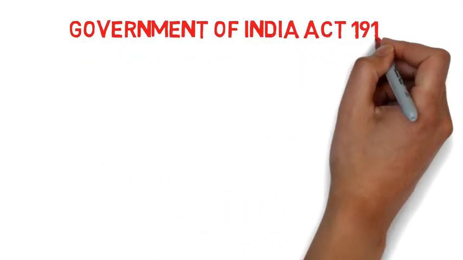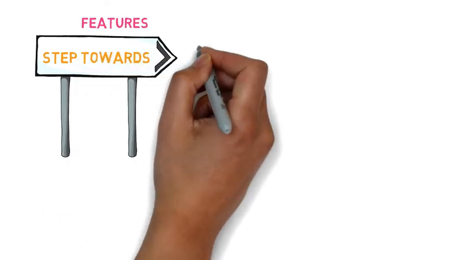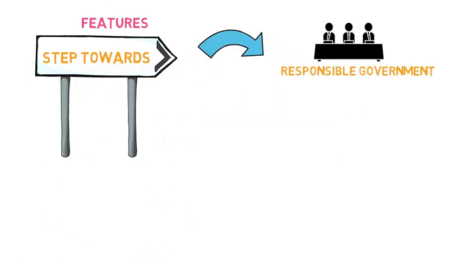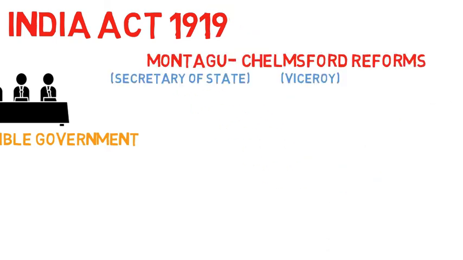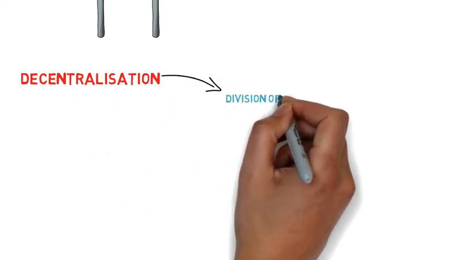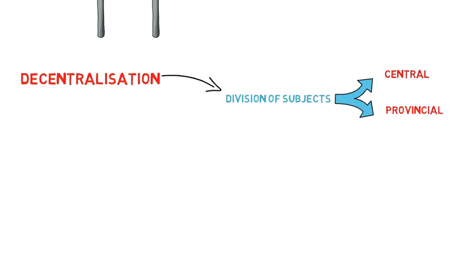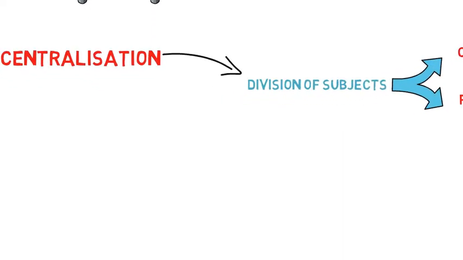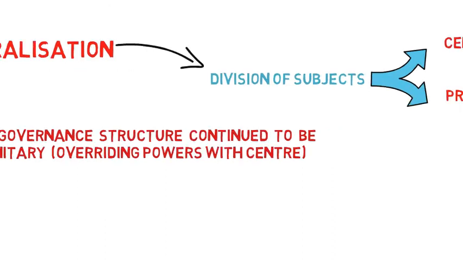Let's look at the features of the Government of India Act of 1919. This act was a step towards introducing a responsible government in India. The act is also known as the Montagu-Chelmsford Reforms. The act took a further step towards decentralization by dividing the central and provincial subjects. The central and provincial legislative councils were now authorized to make laws on their respective subjects. However, the overall governance structure continued to be unitary.